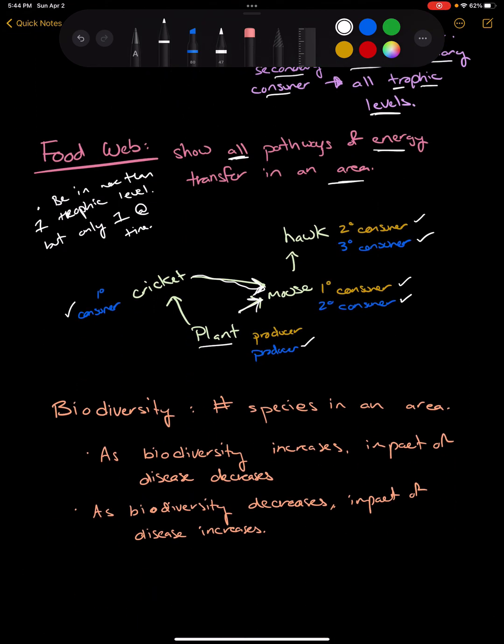Then, to round all this out, when we talk about food webs and all the organisms inside, we can kind of jump back to biodiversity. Don't forget, biodiversity refers to the number of species in an area. And as biodiversity increases, so the more species I have, the impact of disease is less. That's just because I have so many different organisms there that I probably have organisms that aren't susceptible to the disease, and so the impact is less. But as biodiversity decreases, the impact of the disease increases because I have less diversity, and so if it impacts one, it's going to impact a lot of them.